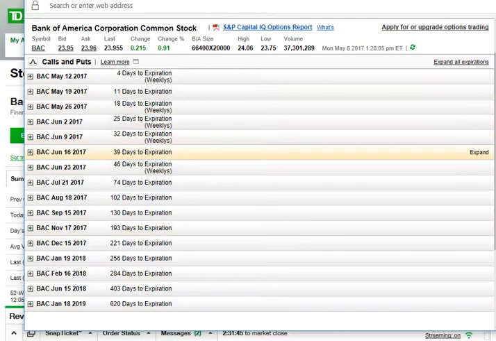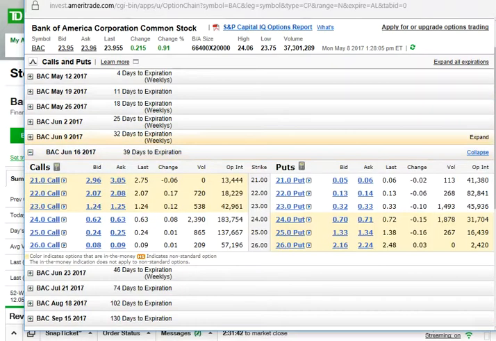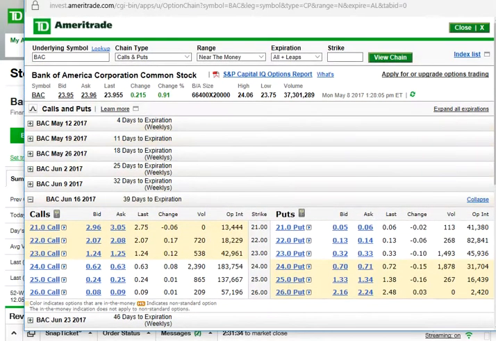And so maybe you want to do a middle-term one, right? And so you click on the 39 days one, and then you want to pick an option. And all of these options are for different strike prices. Now, one of the things you can do up here is you can put near the money, and those are options near the money.